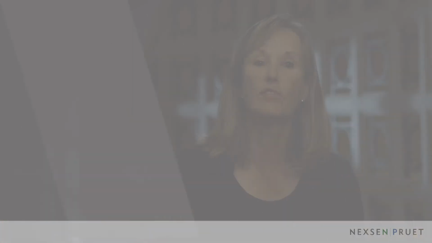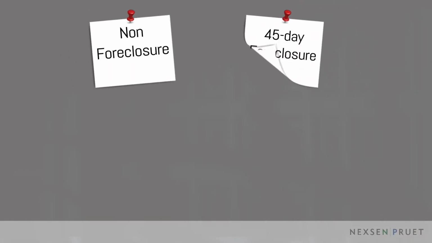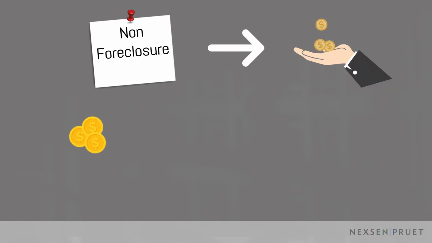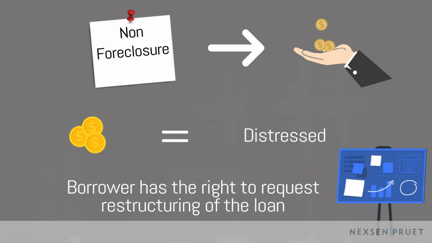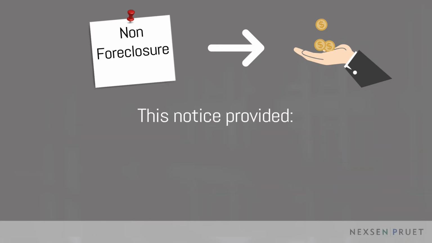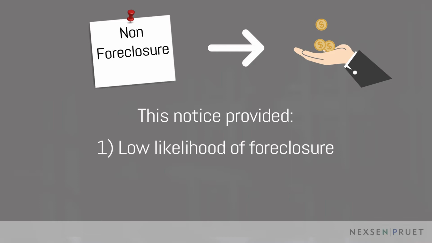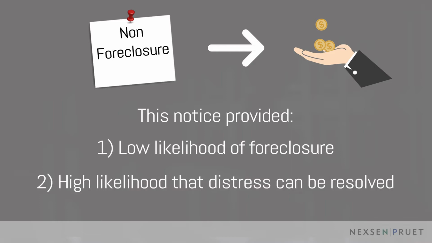There are two types of distressed loan notices: a non-foreclosure notice and a 45-day foreclosure notice. The non-foreclosure notice tells the borrower that his or her loan has been identified as distressed and that the borrower has the right to request a restructuring of the loan. This notice is typically provided when the association determines that there is 1. A low likelihood of foreclosure, and 2. A high likelihood that the distress can be resolved.